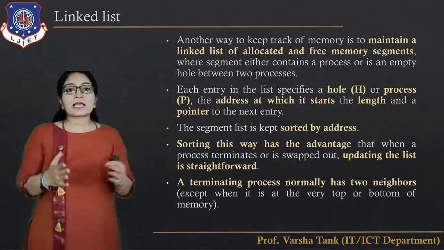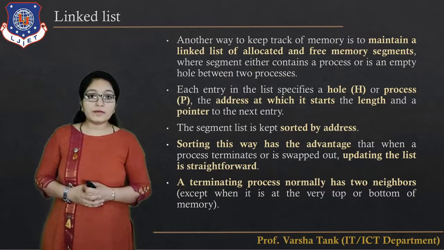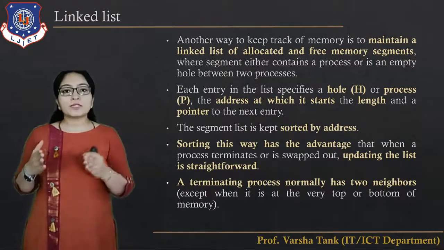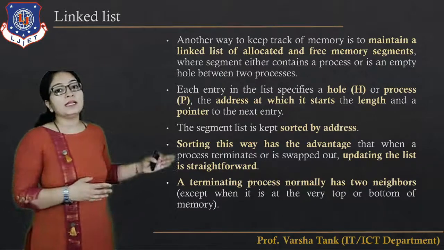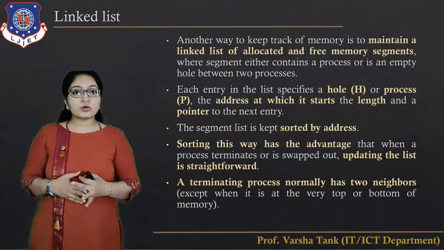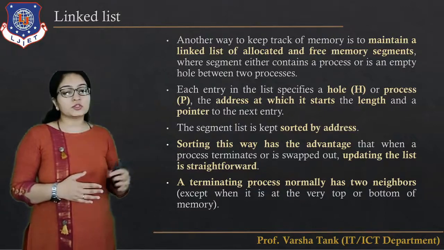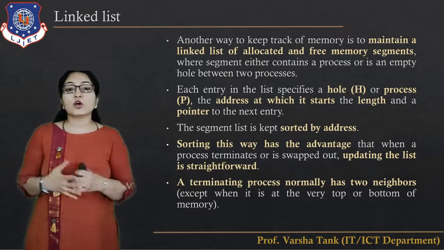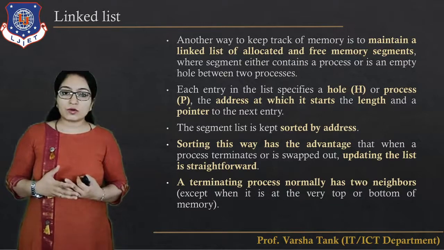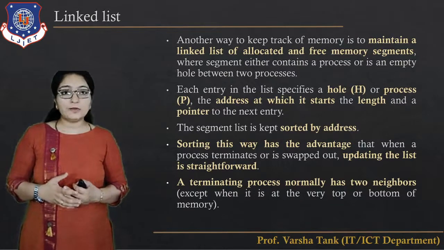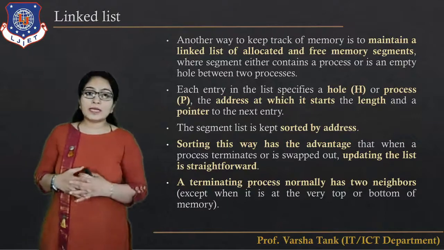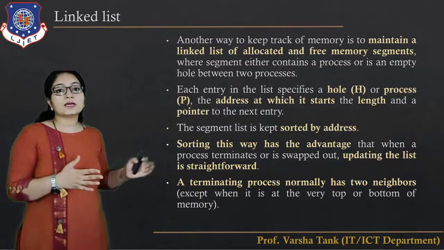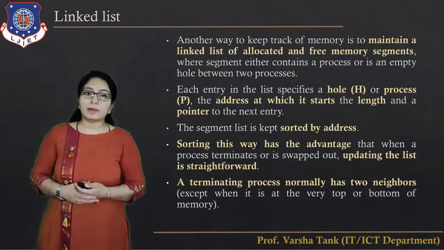The segment list is kept sorted by address. Sorting this way has an advantage. What is the advantage? When a process terminates or is swapped out, updating the list is straightforward. So it will be in sorted form, and whenever you want to update the list, whether a process arrives or there is a hole, it will be very easy for you to keep track of everything. A terminating process normally has two neighbors, except when it is at the very top or the bottom of the memory.